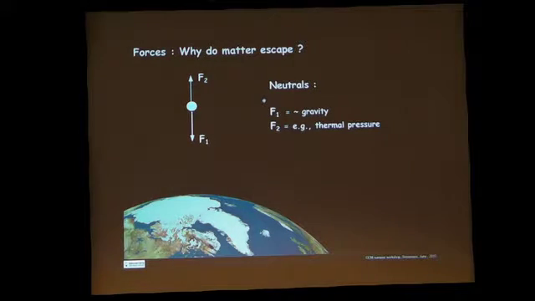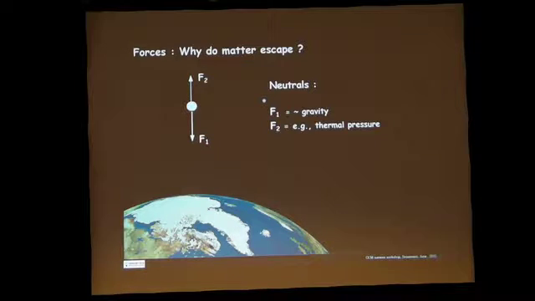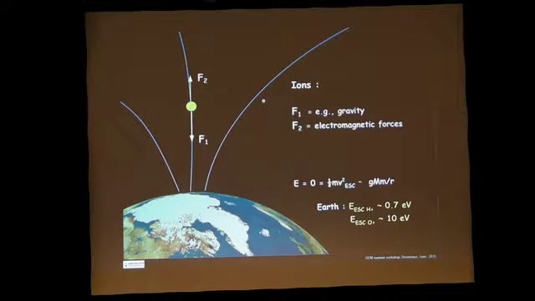Okay, let's go to some basic physics here. Why does matter escape? Well, we can set up a simple force balance equation here. So there's a force working down, essentially the gravity tries to keep the plasma on the ground or in the atmosphere. On the other hand, there will be forces that work upwards. So for neutrals, this is typically thermal forces, pressure from below. If you go to ions, which is the focus of our group, we have additional electromagnetic forces.